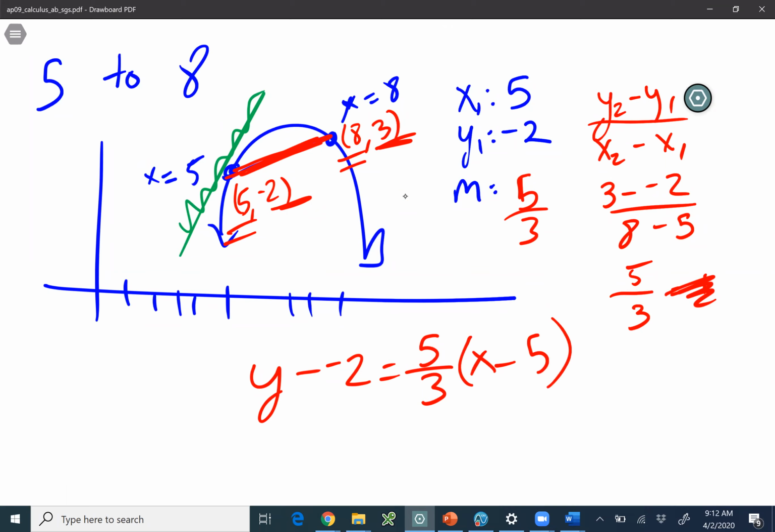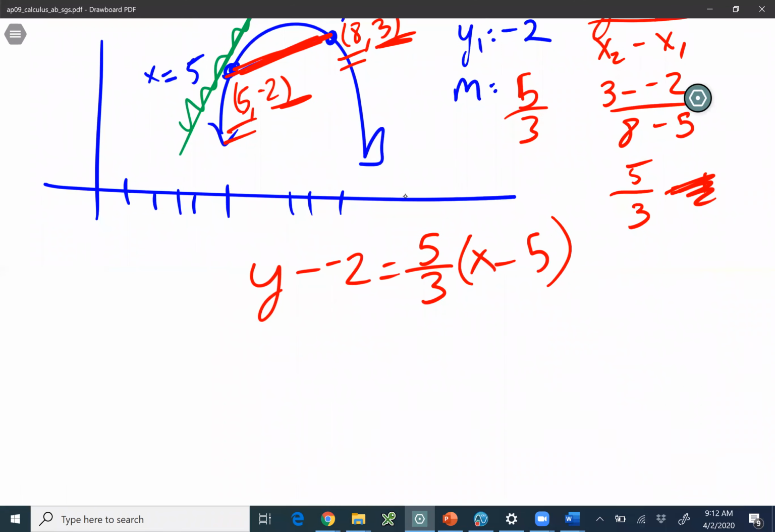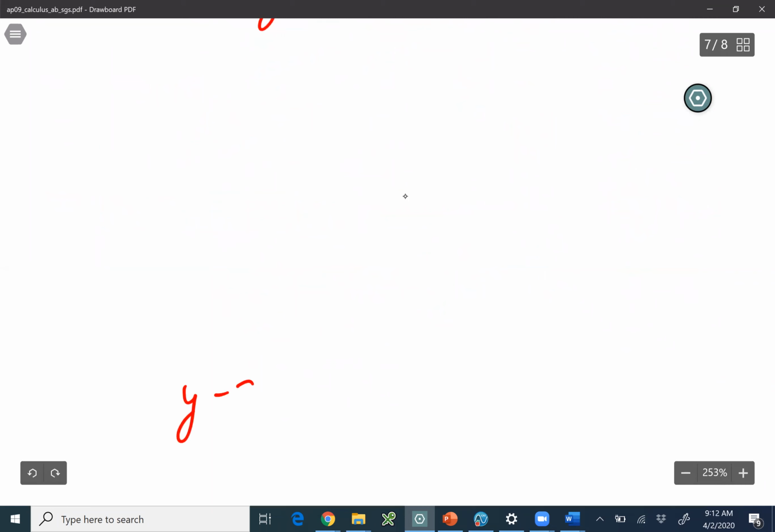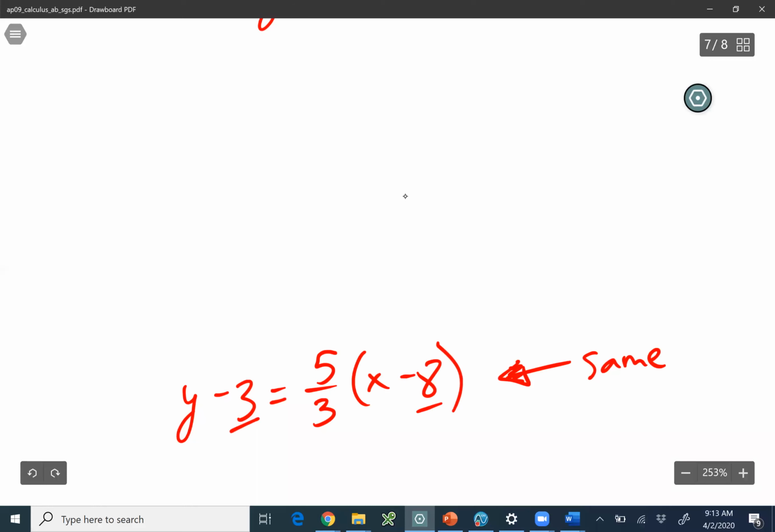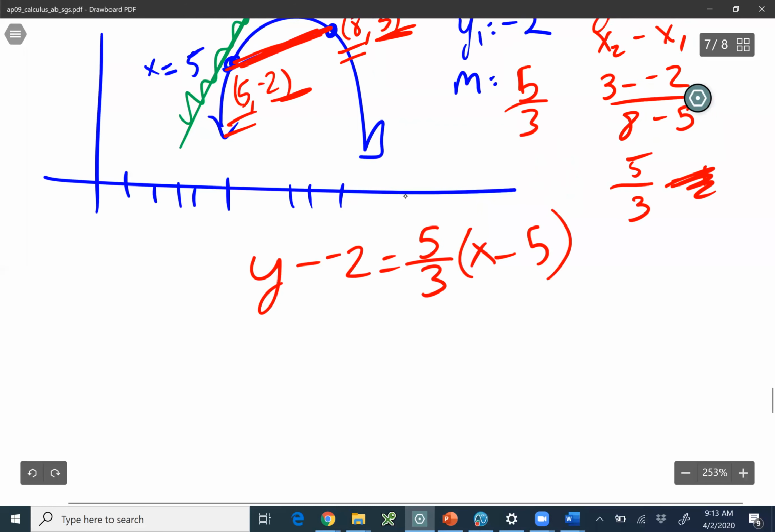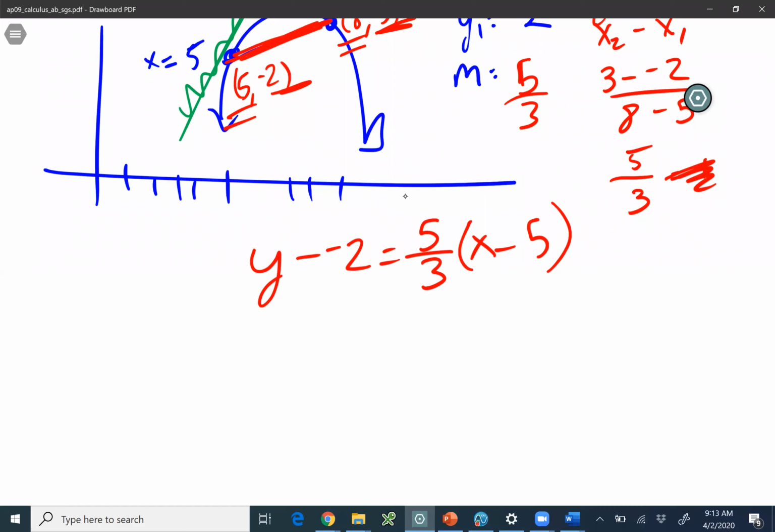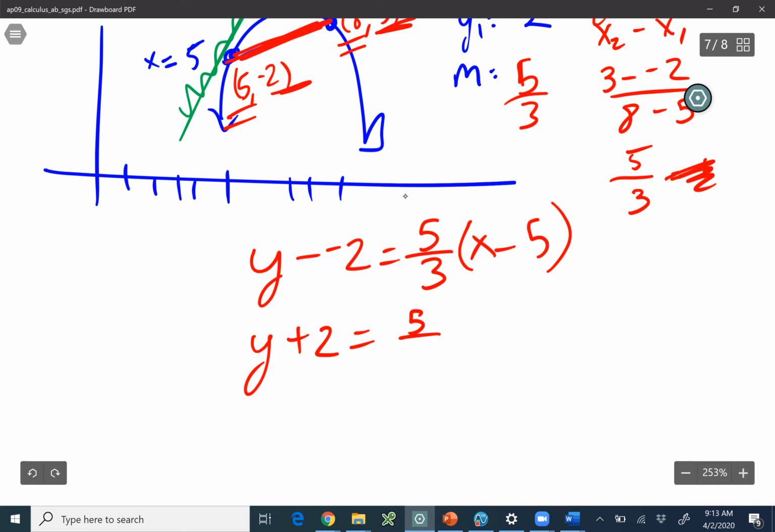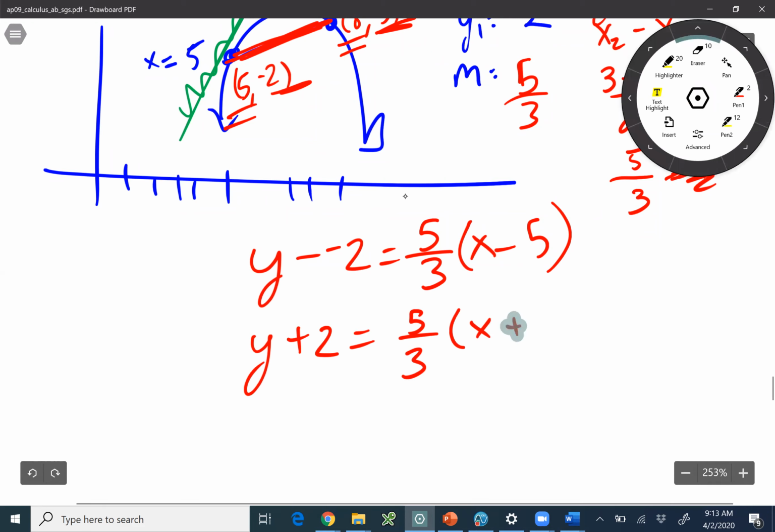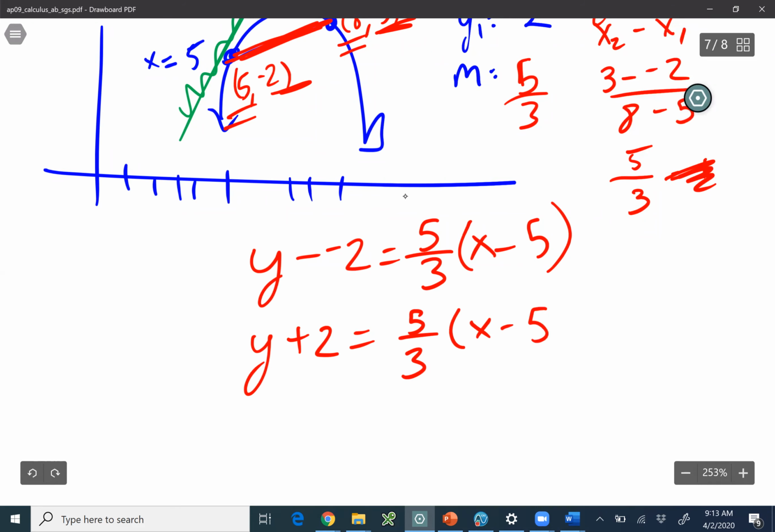Right? And had you done it the other way, y minus 3 equals 5/3, x minus 8, this would be the same equation. So you'd get the same points had you used 8 and 3. Okay. I didn't, so I'm keeping it this way. We could have also done mx plus b form, yeah. So y plus 2 equals 5/3 times x plus 5, or minus 5. I'm not going to go into detail about mx plus b form, but you could have definitely done that.